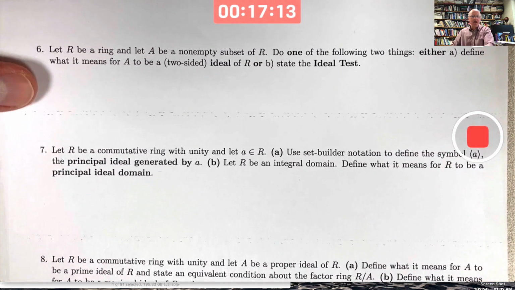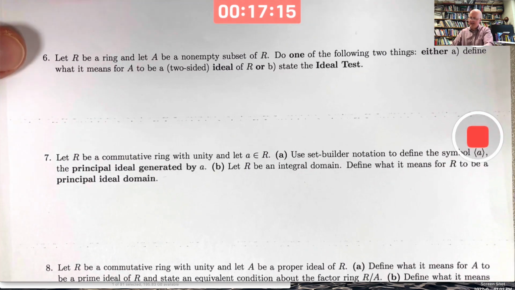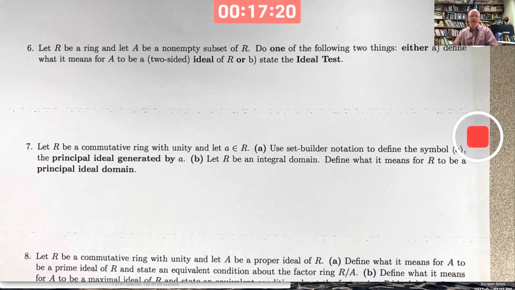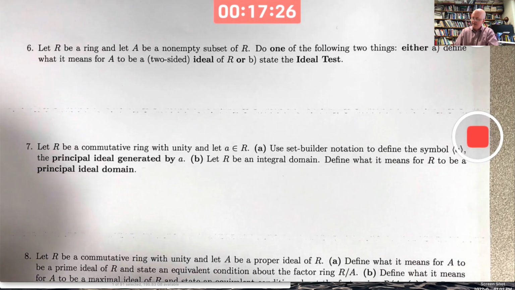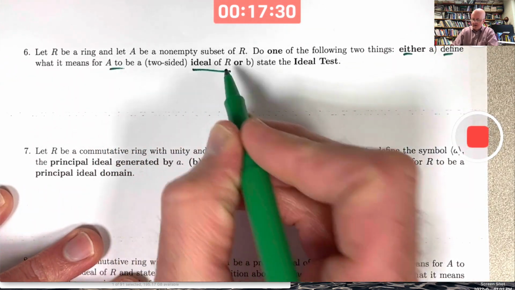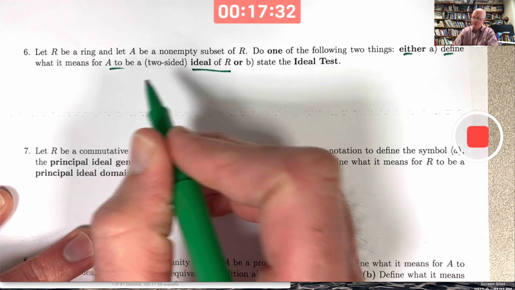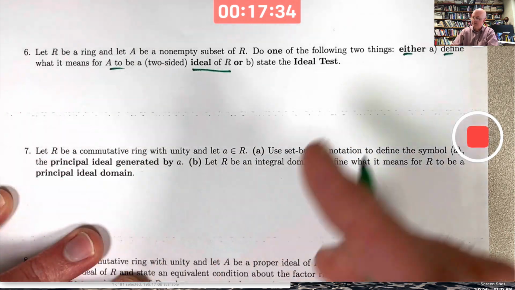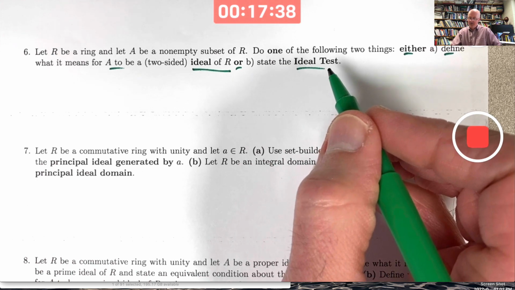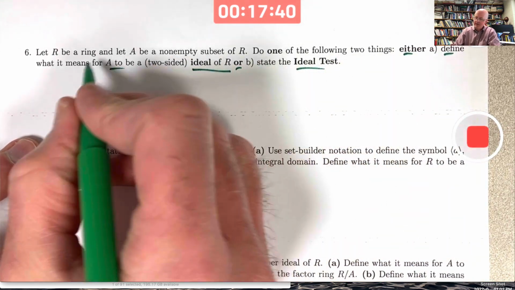Let R be a ring, and let A be a non-empty subset of R. Define what it means, well, do one of two things. I will do both of them. Either define what it means for A to be an ideal of R. Technically speaking, it's a two-sided ideal because we're keeping things simple. Or state what's called the ideal test. Okay? So let's do the definition first.